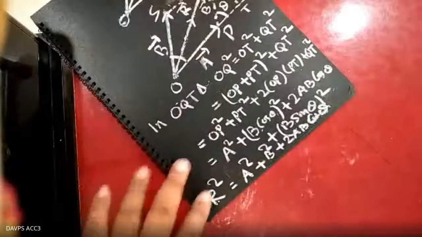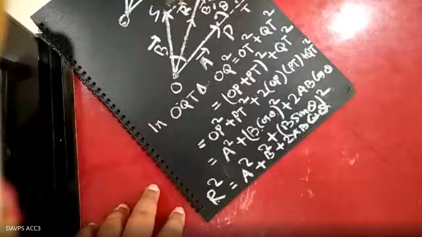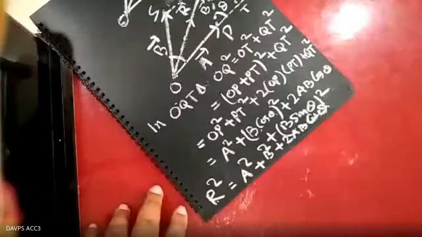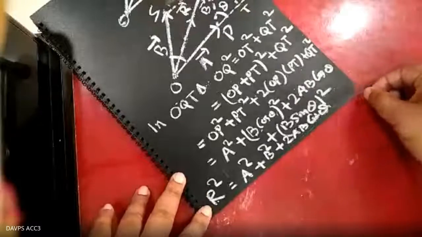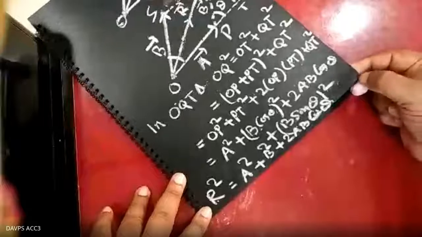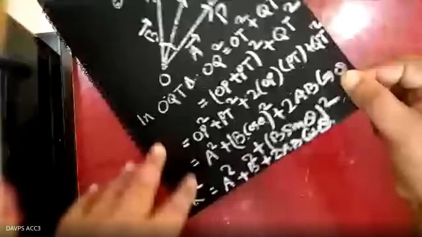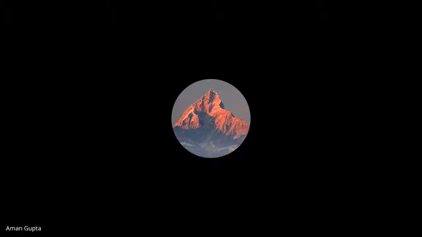Only the geometrical interpretation is that how they are representing by the two adjacent sides of a parallelogram. This much only in parallelogram law of vector addition. On the next page I am going. You have written all these things, I think.